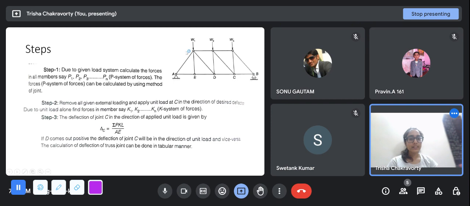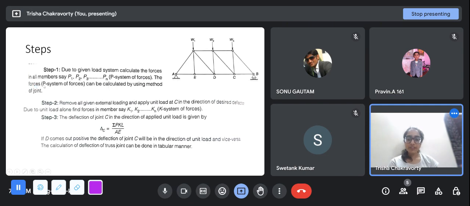These circled marks are the nodes. Suppose the truss has a configuration, a certain loading pattern, and certain boundary conditions, and suppose we just want to find the displacement at one of the nodes, whichever node it be. So what is the first step? Due to the given load system, we will calculate the forces in all the members. We are just calling it the P system of forces. If there are n members, we will call the forces P1, P2 to Pn.